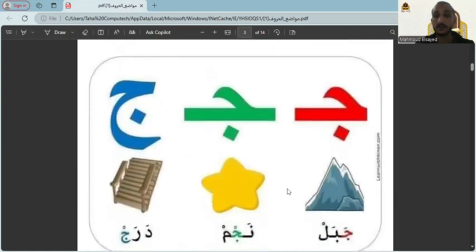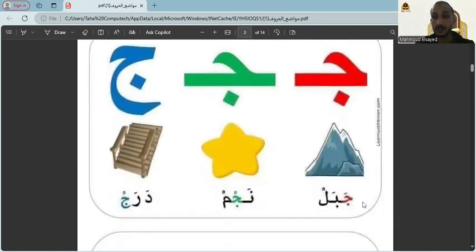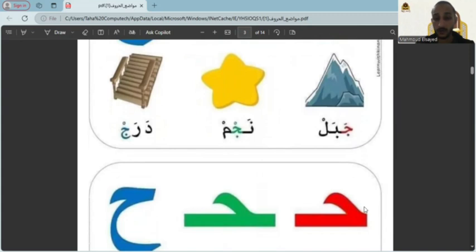Then we have the Jim. The three positions: beginning, Jabal; middle, Najm; and then Daraj, which means stairs or stair. So Jabal, beginning; Najm, middle; and Daraj, which means stair or stairs.